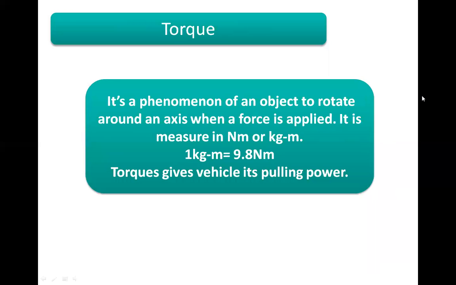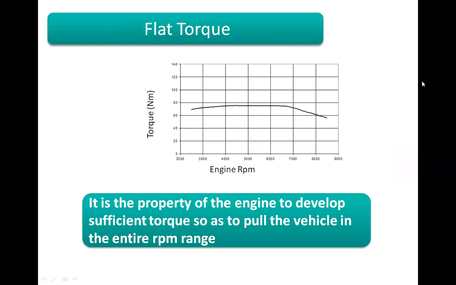Then torque. What is torque? It's the tendency of an object to rotate around an axis when a force is applied. It is measured in Newton meter or kg meter. 1 kgm is equal to 9.8 Newton meter. Torque gives the vehicle its pulling power.